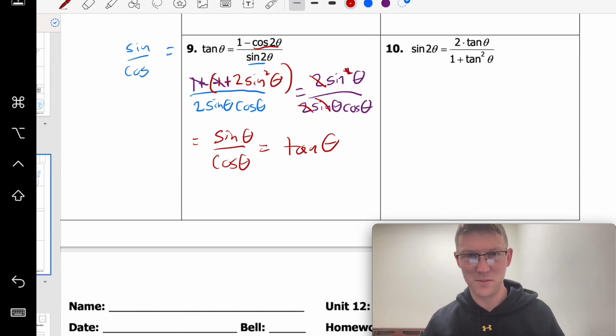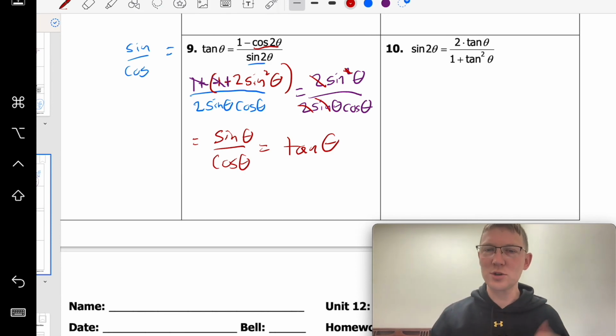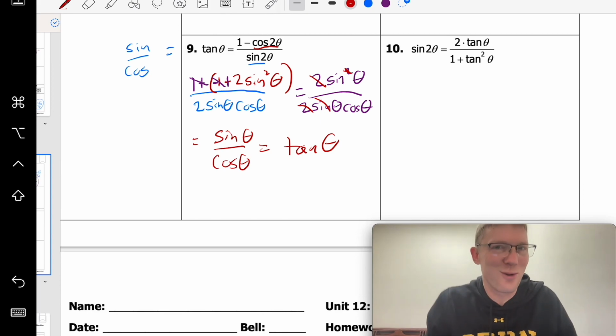Isn't that beautiful? So we're going to try some of these out in class. It's going to be fun. We're going to prove some identities.